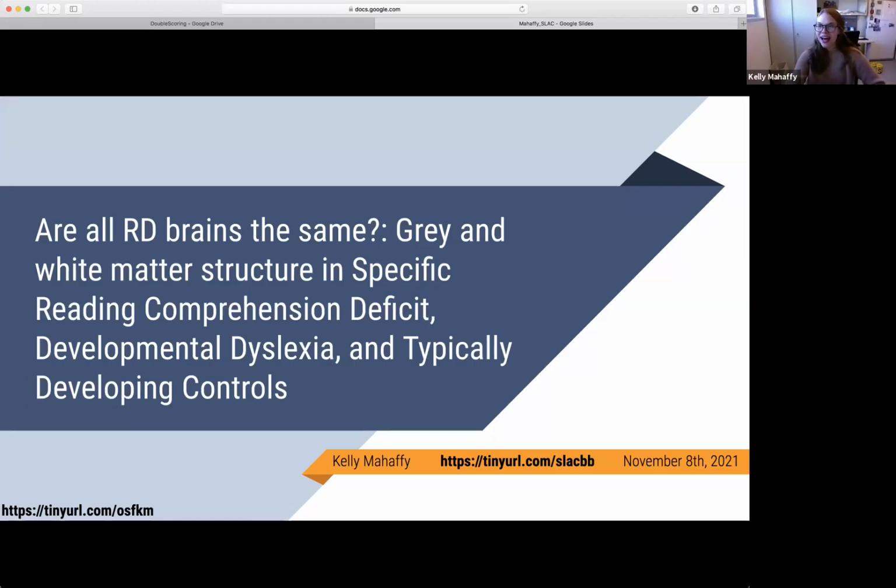So today I'm going to run through the very first steps and preliminary results of my master's project, which is titled Are All RD Brains the Same? Gray and White Matter Structure in Specific Reading Comprehension Deficit, Developmental Dyslexia, and Typically Developing Controls.